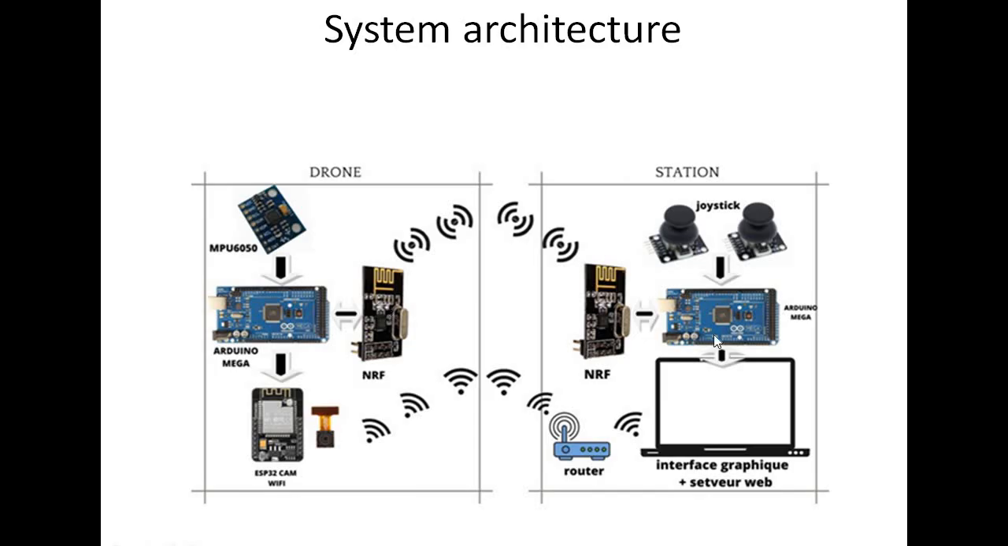On the other hand, the ground station system contains a microcontroller of type Arduino Mega, a joystick for manual control, a PC to display sensor data and control the video acquisition, where the PC is connected with the Arduino via serial communication, and finally one NRF module to receive and send data.